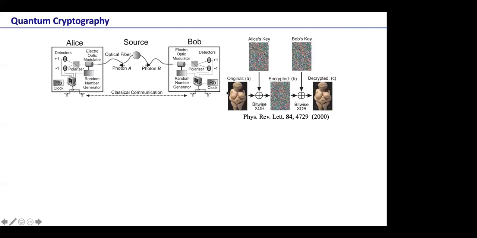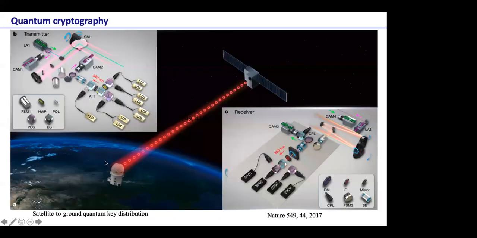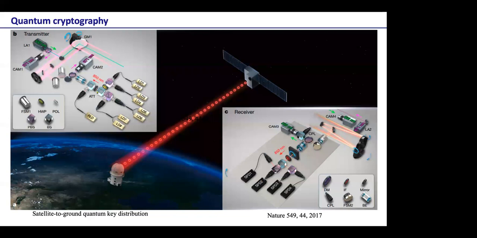And this could actually be demonstrated for, this is a fairly complicated object, but it was demonstrated for this object. And as of 2007, they demonstrated this idea of quantum cryptography over 144 kilometers. And as of 2017, this quantum key distribution has been demonstrated from ground station to satellite. So quantum cryptography has definitely come a long way.